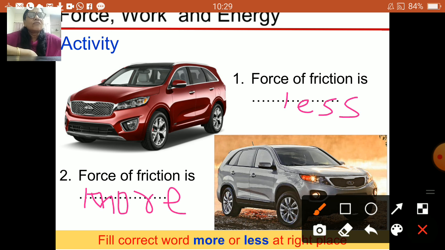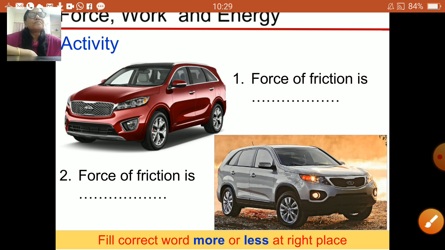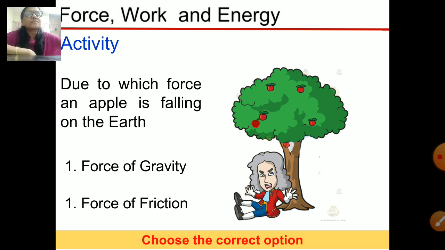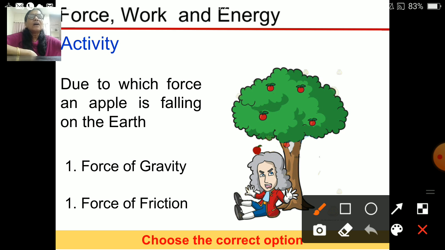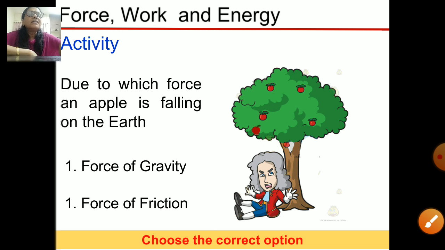Yes? Fine. Now look here. See what is happening. Can you see? An apple is falling down. Now you have to tell due to which force an apple is falling to the earth. Is it because of the force of gravity or because of the force of friction? It is because of the force of gravity. Right? Correct option.